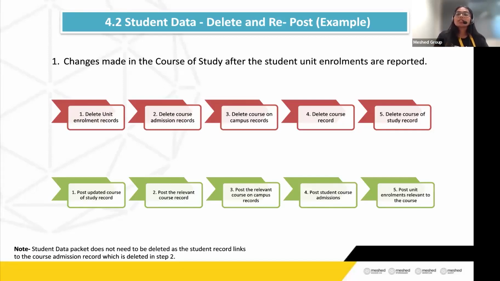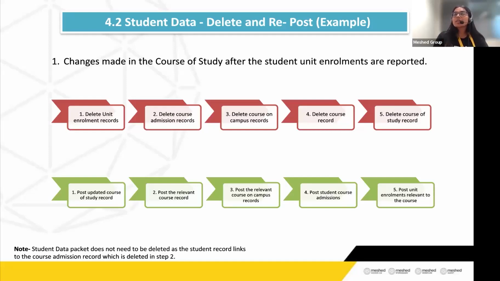Another thing to note here is that once you report course of study, course, and course on campus, because these details do not change every few months or every few years, you do not have to re-report them over and over. So once this data is reported, that's it. You do not have to worry about reporting it again unless there has been a change or unless you are offering a new course or new course of study which was not reported earlier.